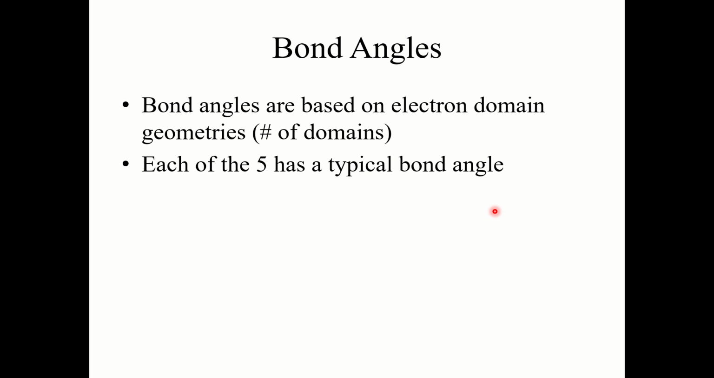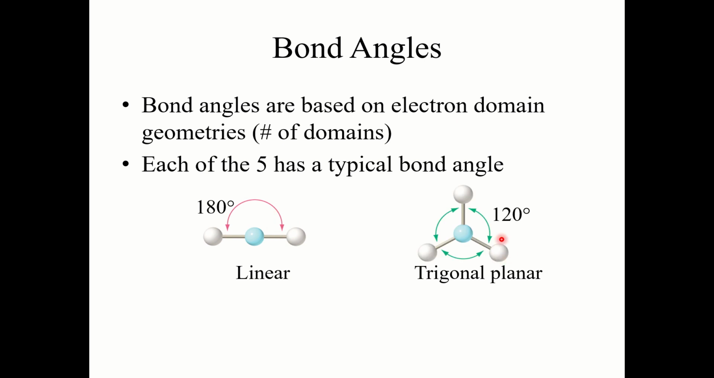Okay, now bond angles. This is the angle in between atoms. They are based on the electron domain geometry. So each of these 5 has a typical bond angle. Linear, 180 degrees, right? 180 degrees between these 2 bonds. That makes sense. Trigonal planar is the shape that kind of looks like a peace sign. So we've got 120 degrees in between each of the bonds.